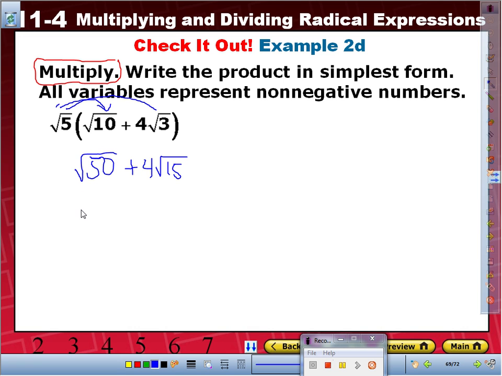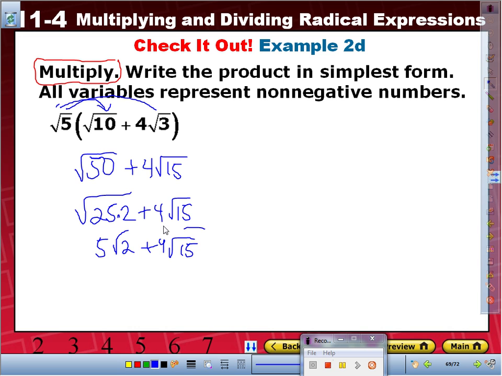Yeah, this becomes square root of 25 times 2 plus 4 square root of 15. What is square root of 25? 5. 5 square root 2 plus 4 square root 15. Do we have like terms? Nope. No, we're done. Bam. Yeah, let's do another one.